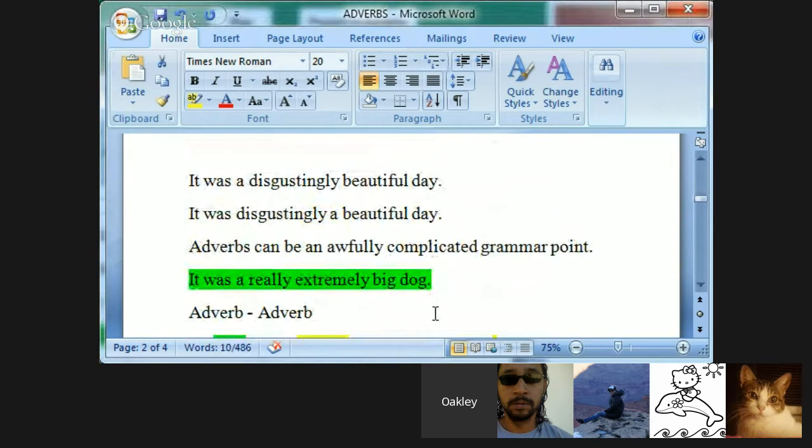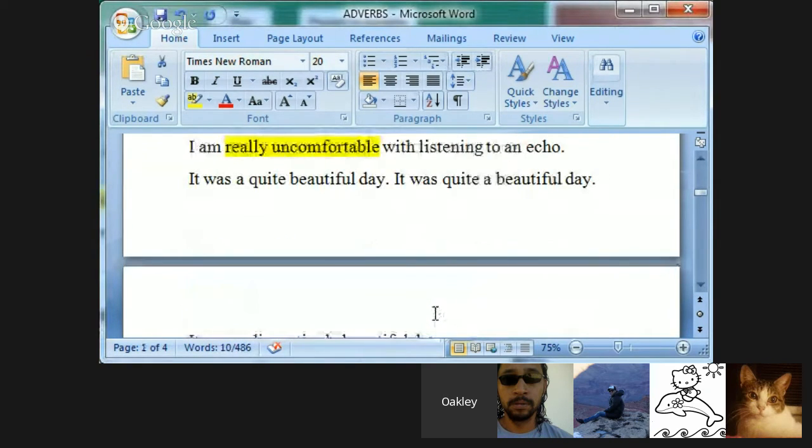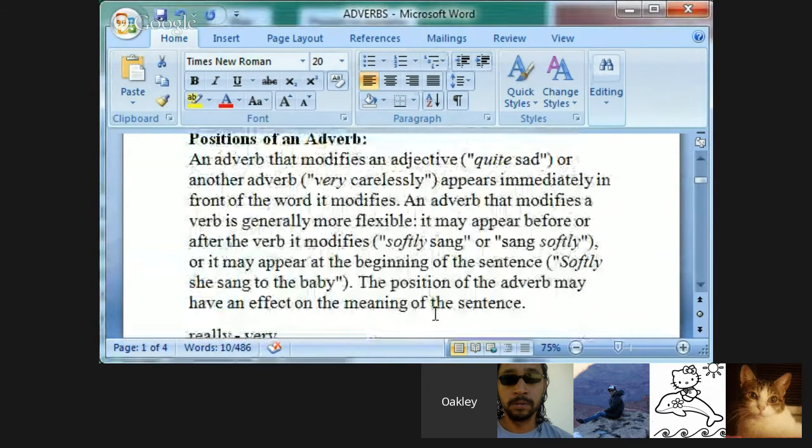All right. So there we go. Adverbs with adjectives and with other adverbs. Now, the fun part. That was the easy part, by the way.